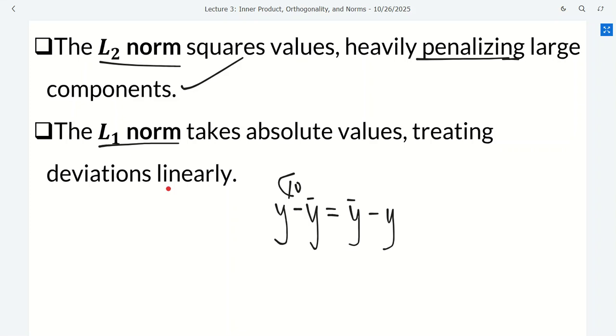But remember, as I said, if you're dealing with outliers with the L2, you're going to be in trouble. But the L1 is able to handle deviation easily. All right.